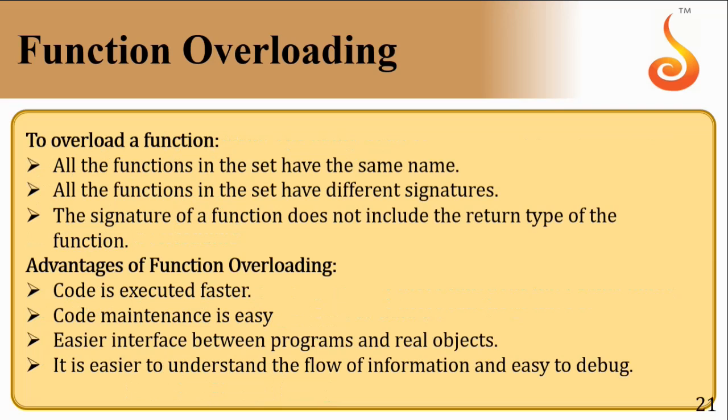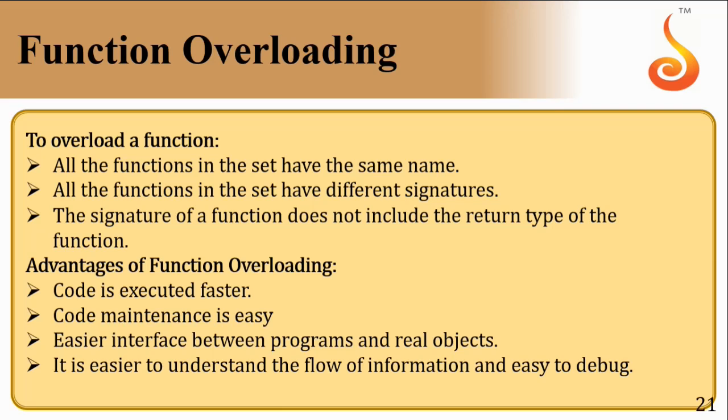What are the things? All the functions should have the same name. That is what I said. All the functions in the set have different signatures. What is a signature? The name of the function and the argument list is the function signature. Yes, both had different signatures. One has two integer variables passed to it, the other has two float variables passed to it. Yes, they have the same name but different signatures. And the signature of a function does not include the return type. That is what I told you. Function name and argument list is the function signature. Getting it? Advantages. What are the advantages?